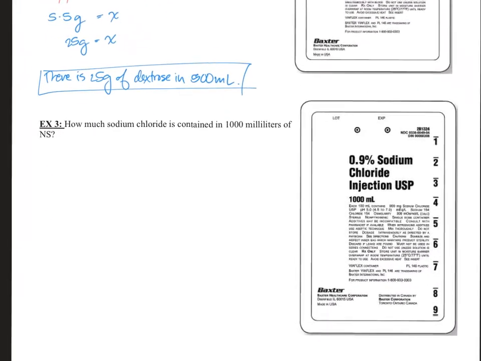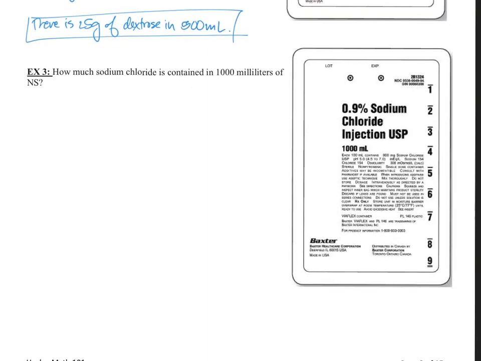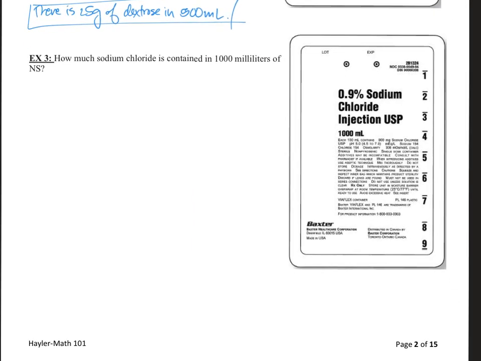Let's look at the next example. Example 3. How much sodium chloride is contained in 1,000 milliliters of NS, so saline solution? Well, we know that each 100 ml contains, it's really hard to see, but that's 900 milligrams. So we know that 100 ml, and there's 900 milligrams. Alright, so we can go ahead and set this up. So let x equal how much sodium chloride, so sodium chloride.